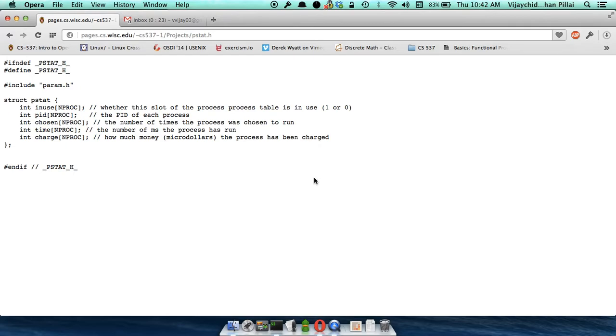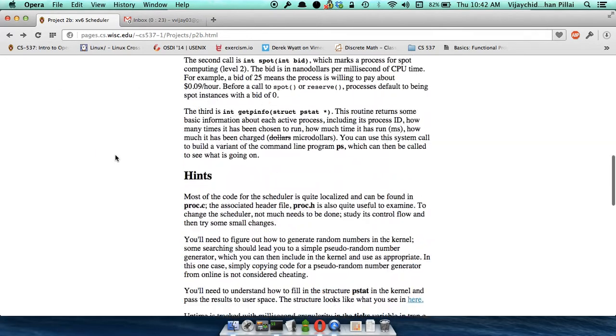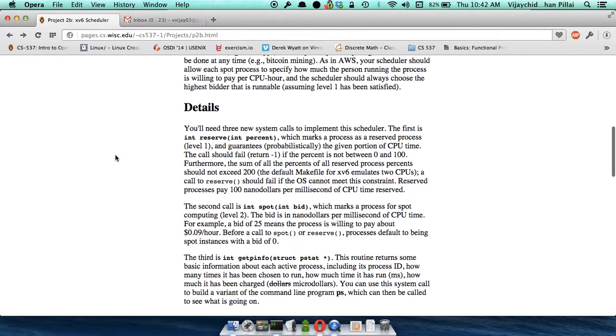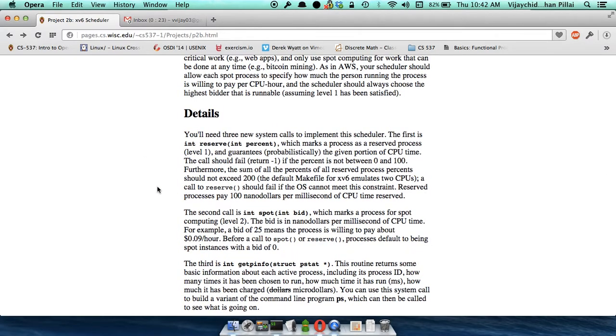So in this particular field, you just have to worry about microdollars. Note that this does not mean that you can only store microdollars in an implementation, right? The process may incur charges in nanodollars, but over time it can accumulate and then become a microdollar. So you actually do need to store both. Okay. So that's about overflow, about what you should return in pstat, and all the three system calls.